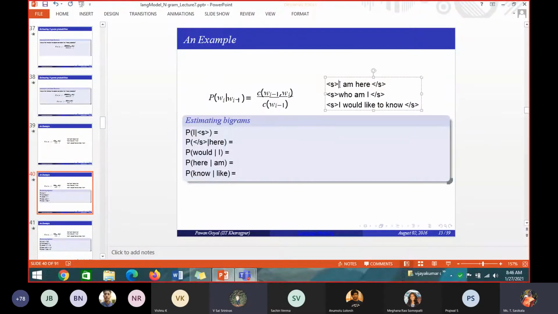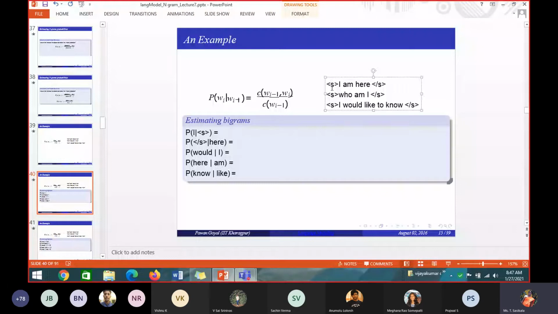See, I want to find how many times I occurs in my corpus. So I have to take this bigram probability. Before that, what is occurring? Wi is I, so Wi minus 1 will be what? The start of the sentence. Very good.